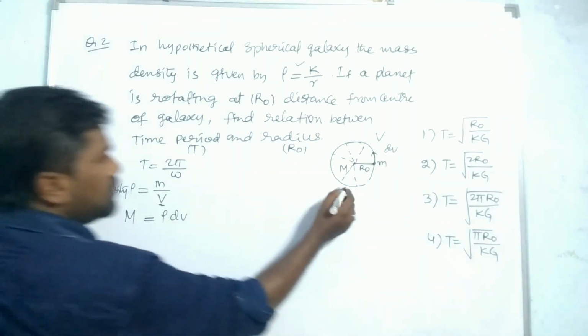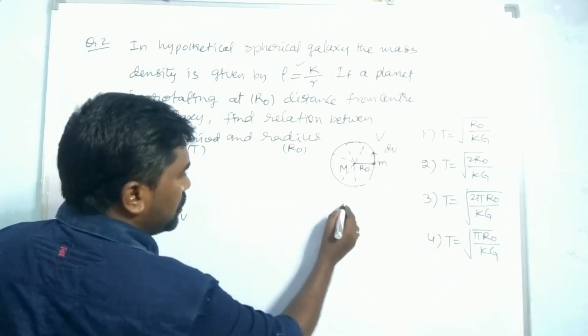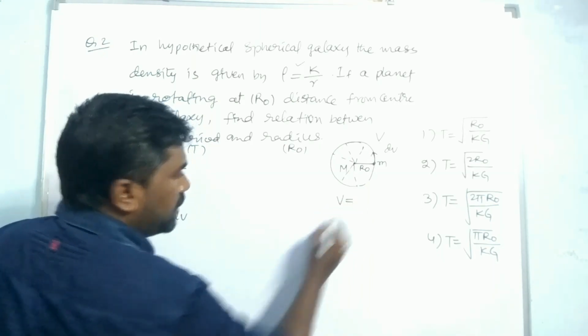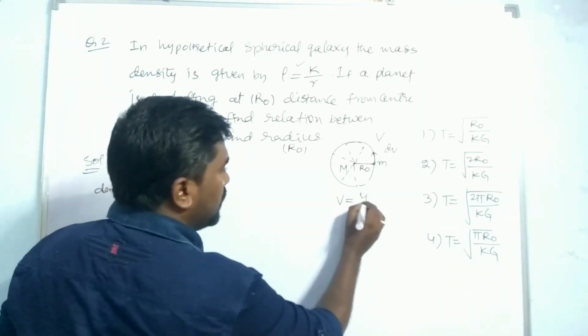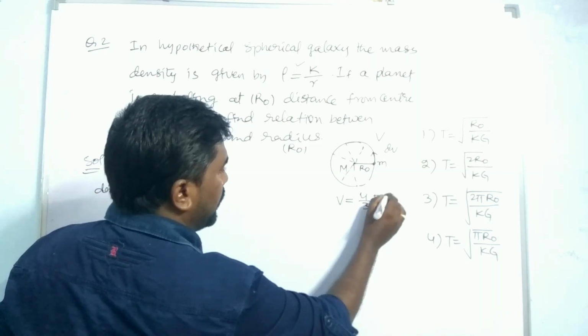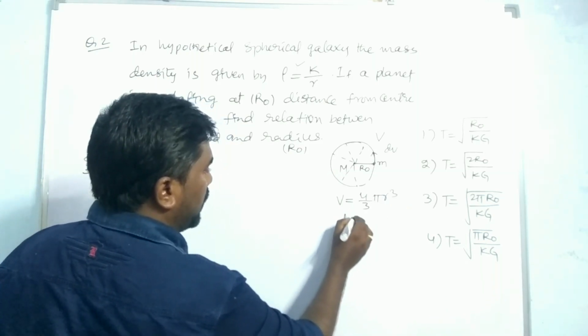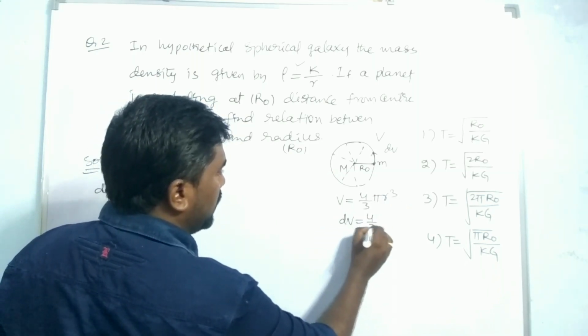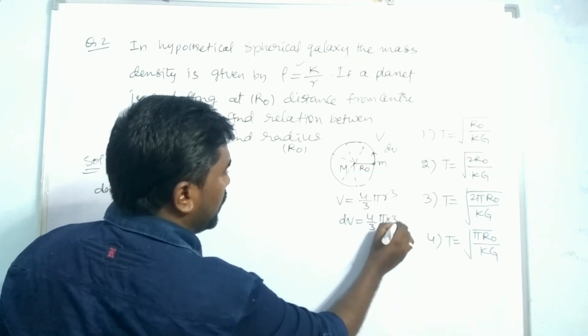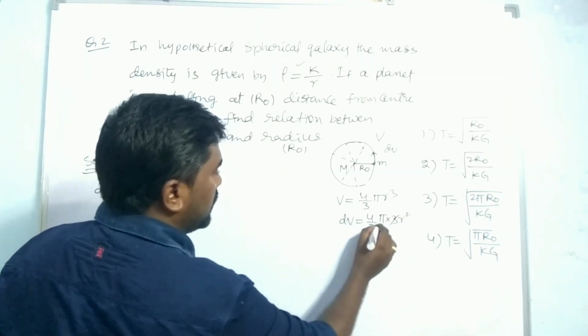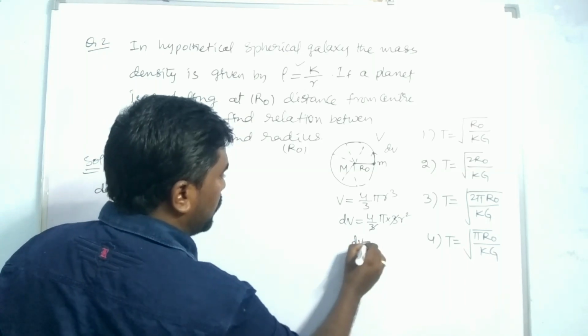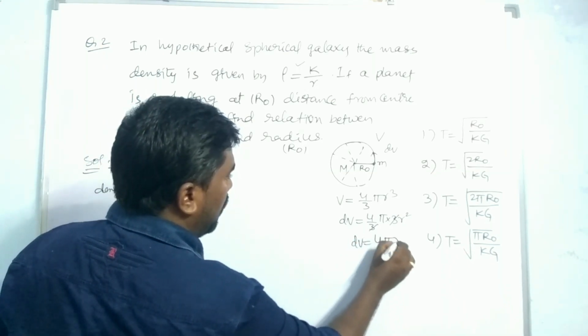Since this is spherical in nature, the volume of the sphere is nothing but 4 by 3 pi r cube. From this we can write dV is equal to 4 by 3 pi into 3r square, where the 3 cancels out. So dV is equal to 4 pi r square.